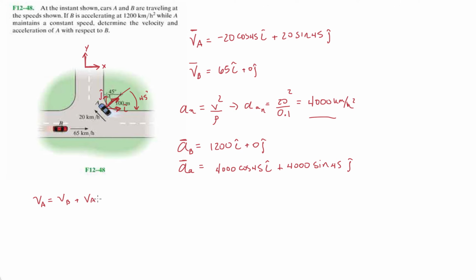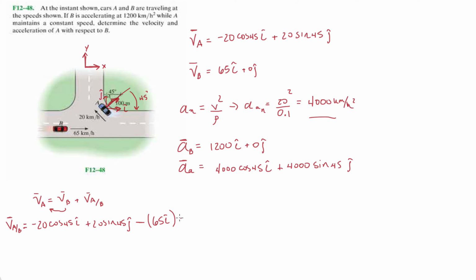What is the velocity of A with respect to B? Okay, so now we just insert our numbers here. So we're going to have minus 20 cosine 45 i plus 20 sine 45 j. Remember, the B goes to this side, so minus VB, 65i equals... actually, let's just write it on the left hand side over here. This will be V, the velocity of A with respect to B.